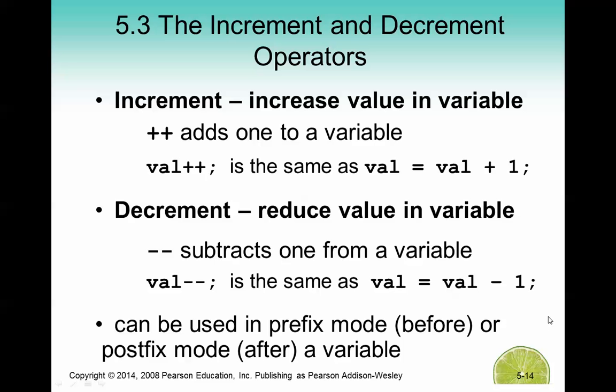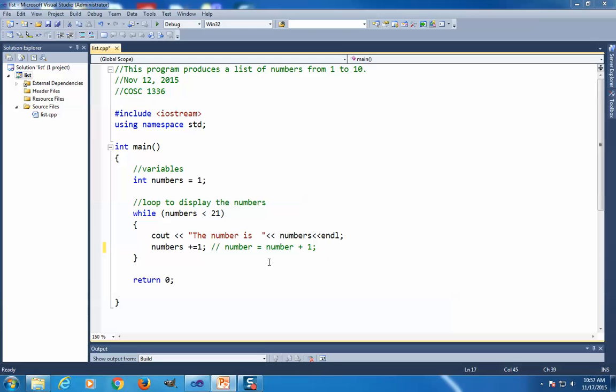So in our program, we can change this, and we can put here numbers. I'm going to increment, so I can put plus plus and then the semicolon. Numbers plus plus and then the semicolon. This is exactly the same as if I have number plus equals 1, or number equals number plus 1. It's exactly the same thing. I'm going to be incrementing numbers by 1.